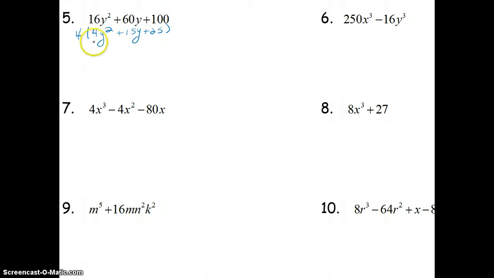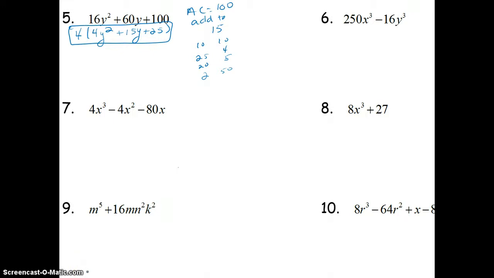From here, we look at our coefficients and we say, there's no more GCFs, so we're going to go straight to the AC method. After making a list, we notice that none of these combinations multiply to 100 and add to 15. That means that this item is completely factored and our solution is given.